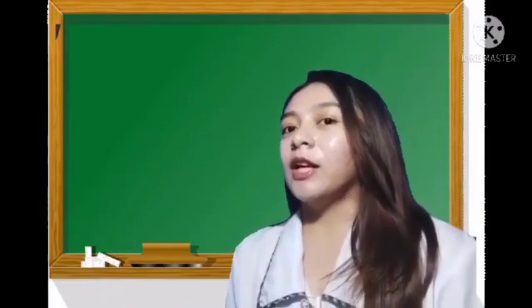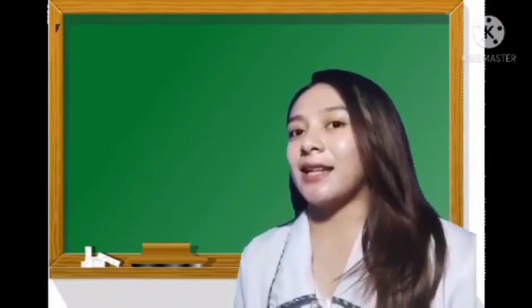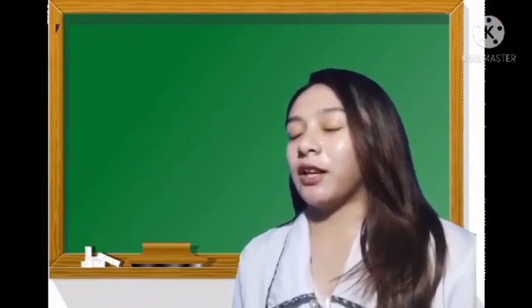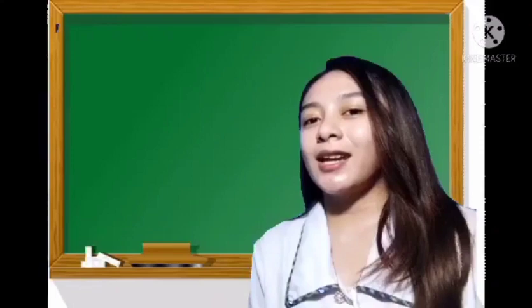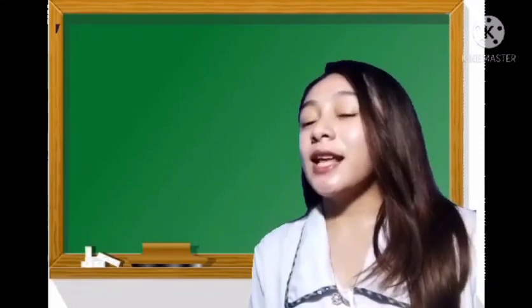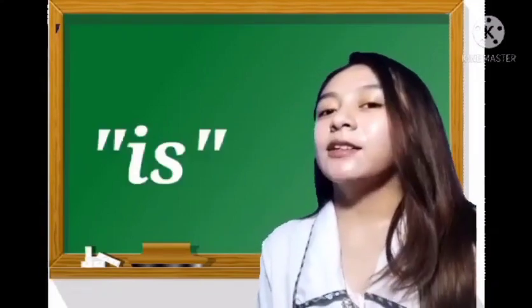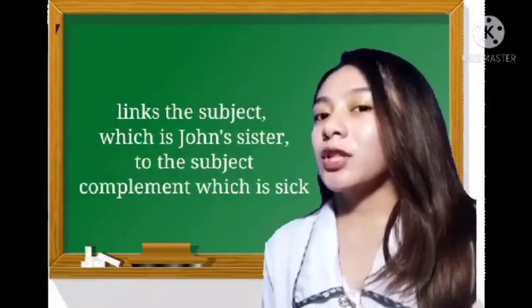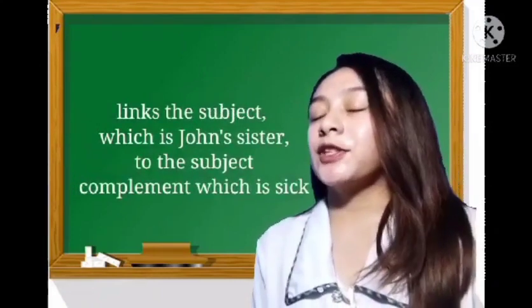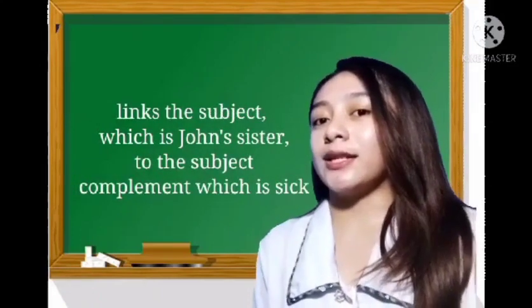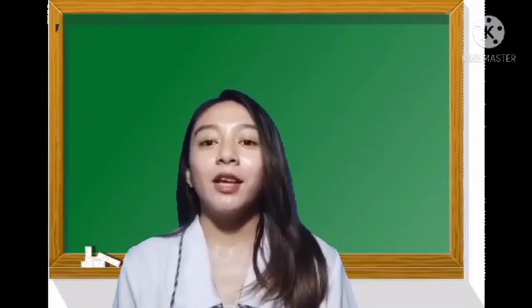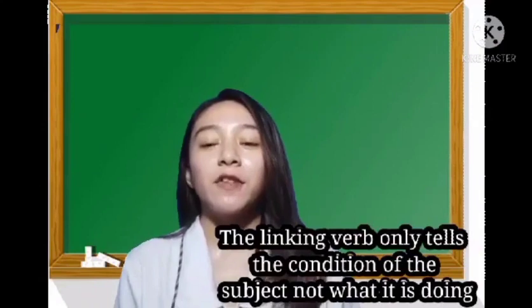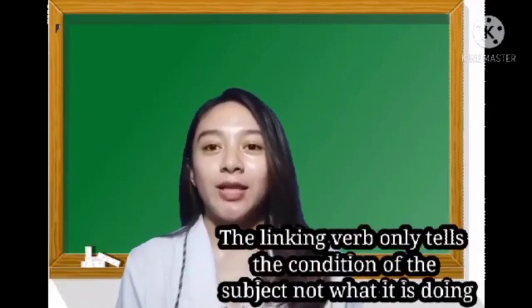For example, if we use the word is in a sentence with a function as a linking verb, it could be: John's sister is sick. The linking verb in the sentence, is, links the subject, which is John's sister, to the subject complement, which is sick. In the sentence, the linking verb only tells the condition of the subject, not what it is doing.